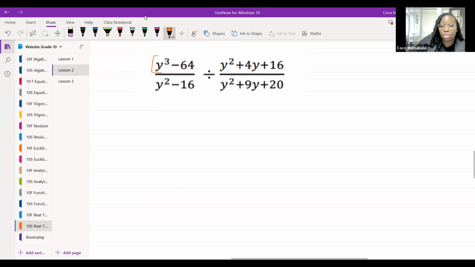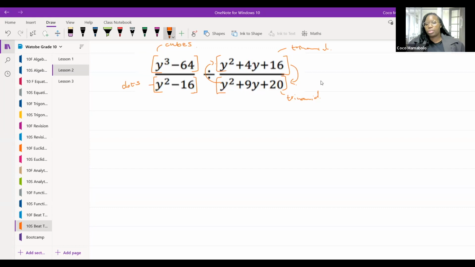Okay, this factorization over here is the difference of cubes. This over here is dots. Right? This one needs to come to the bottom and this one needs to come to the top. This one over here is a trinomial. And I want you guys to figure out what the one on the top is. It also looks like a trinomial, but I don't know if we're sure. Okay, so go for it, guys. Pop your favorite emoji in the chat once you're done.